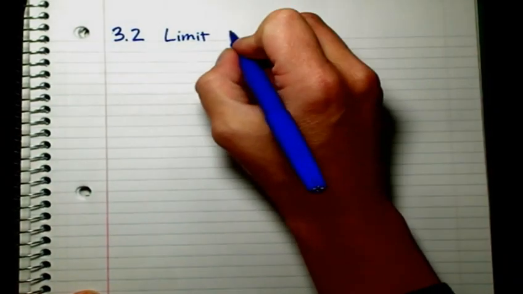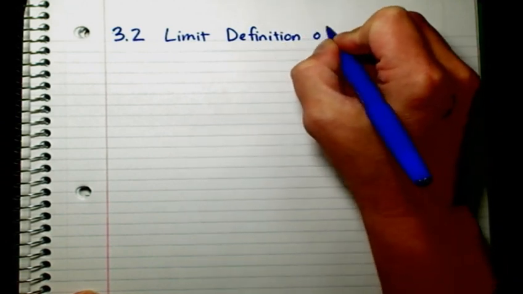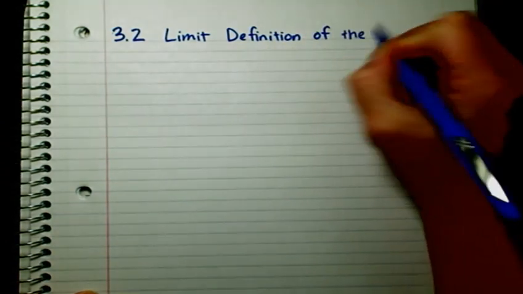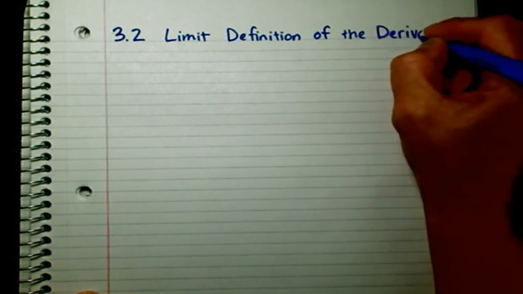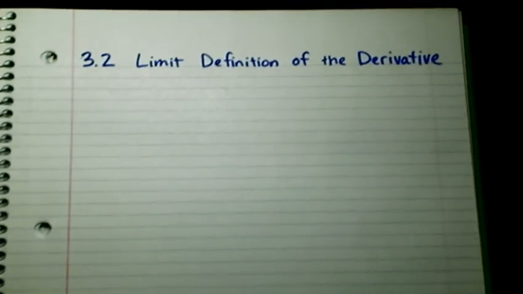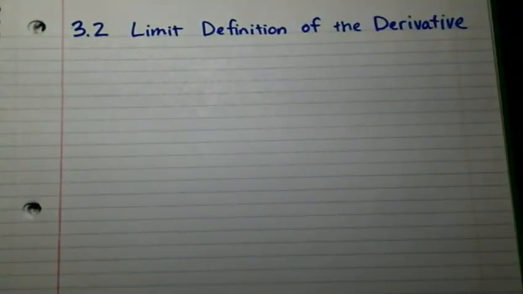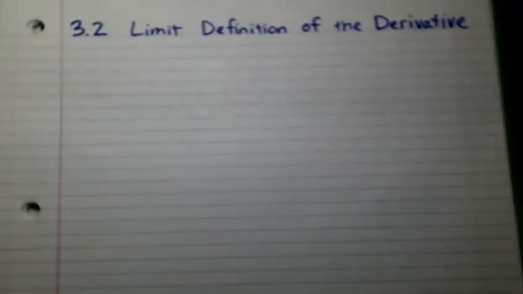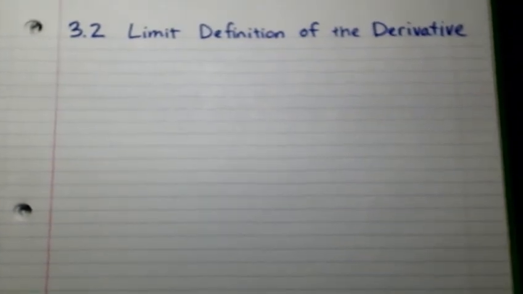Okay, so this is the limit definition of the derivative. Derivative. Okay, so we have quite a few vocab words today. Okay, and they're all sort of connected. Once we get through the vocab, we'll draw some pictures to help us with that understanding. Okay, so limit definition of the derivative.